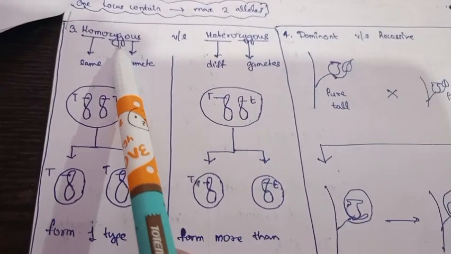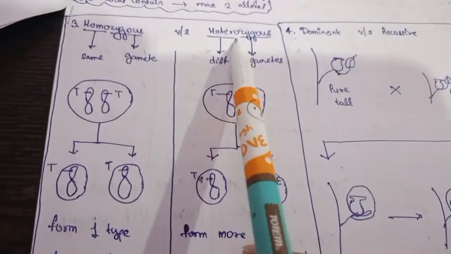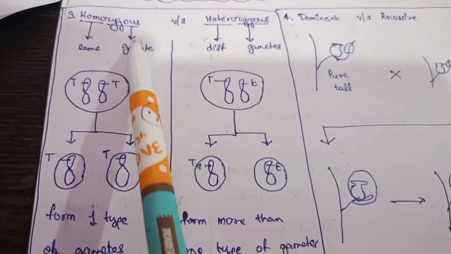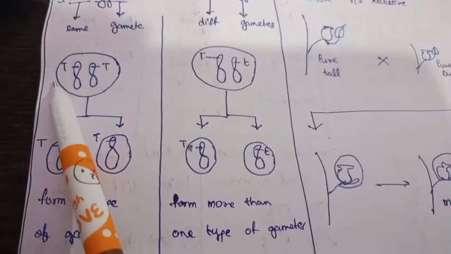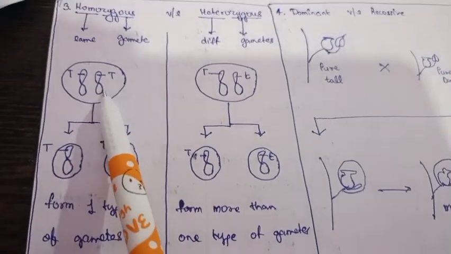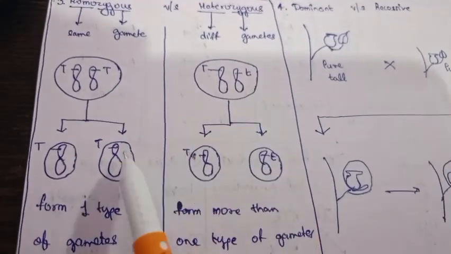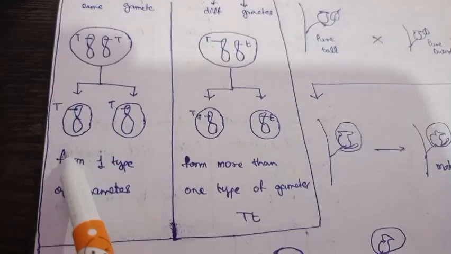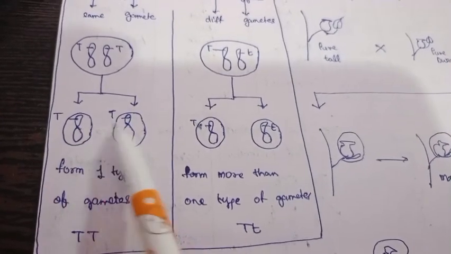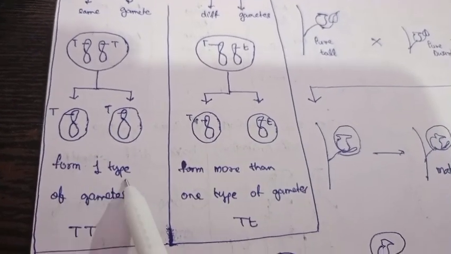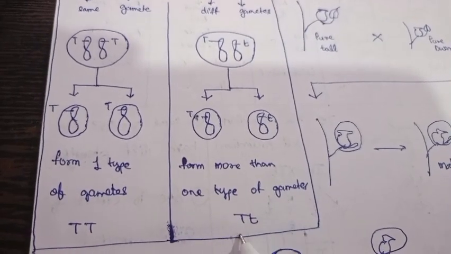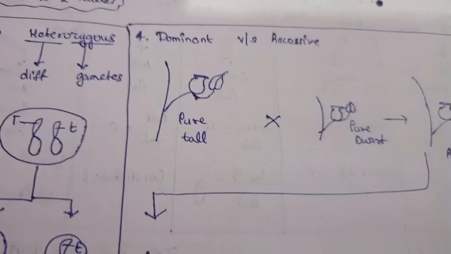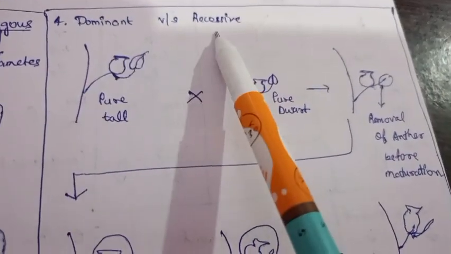Let's understand the differences between homozygous and heterozygous. Homo means same, hetero means different, zygous refers to gametes. Capital T, capital T is homozygous, capital T, small t is heterozygous alleles. Homozygous alleles form one type of gametes, capital T. Heterozygous forms more than one type of gametes, capital T and small t.